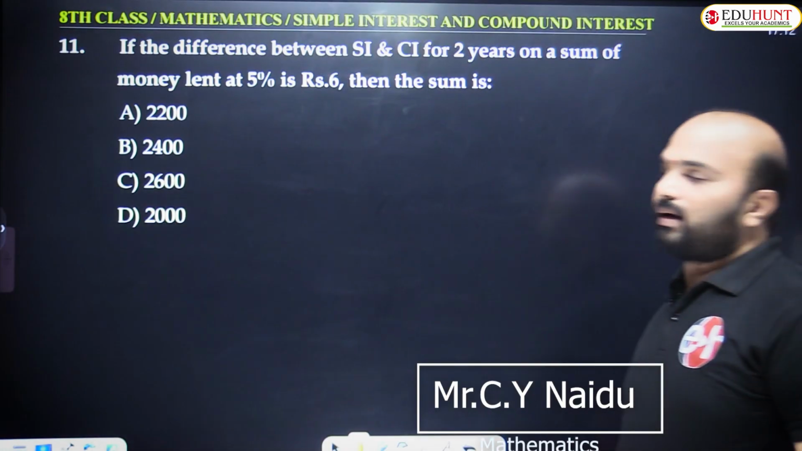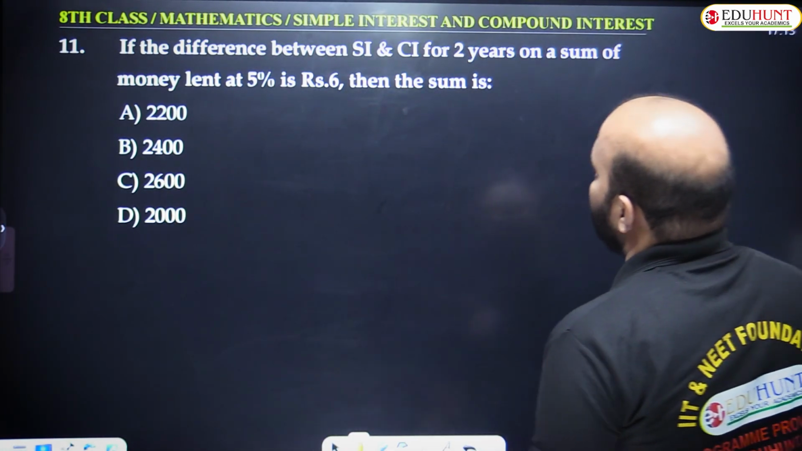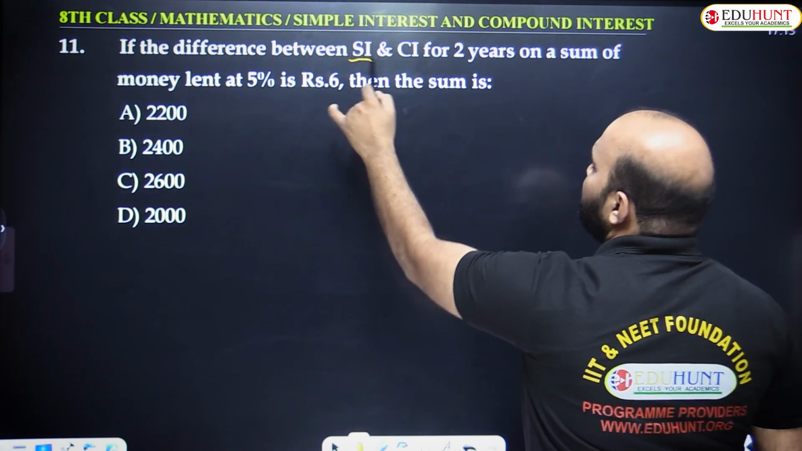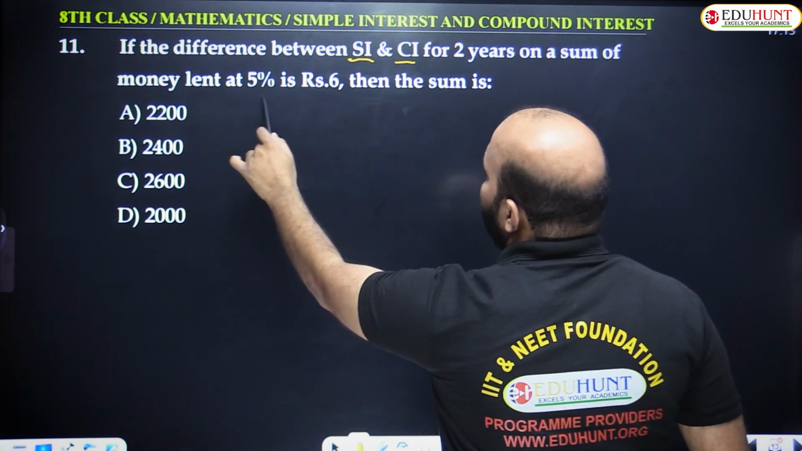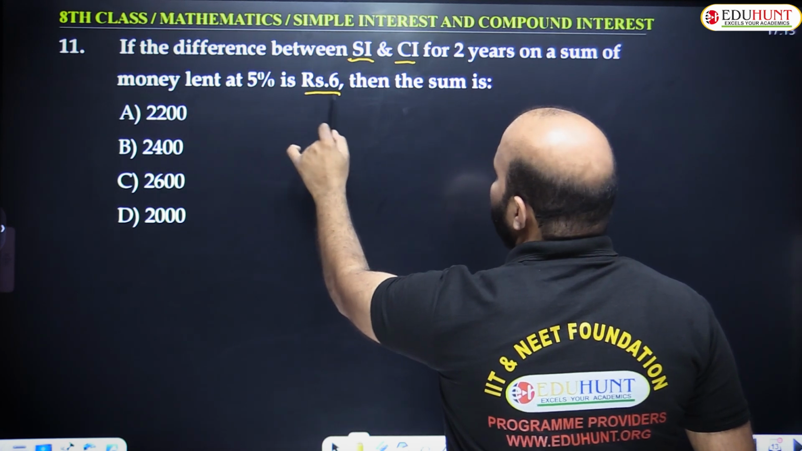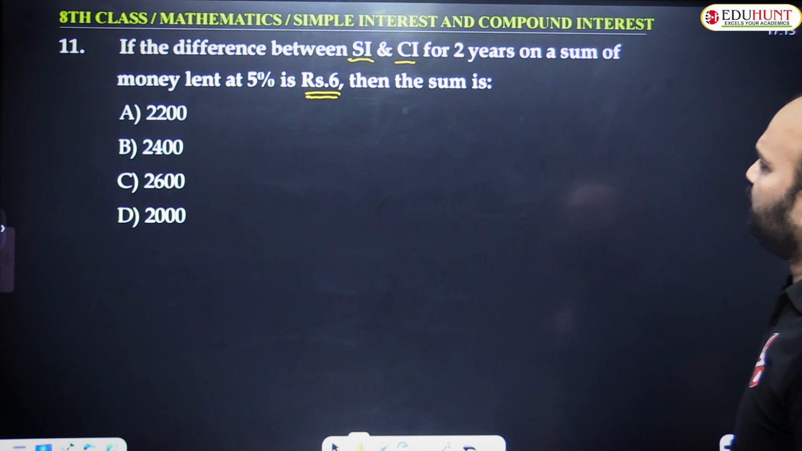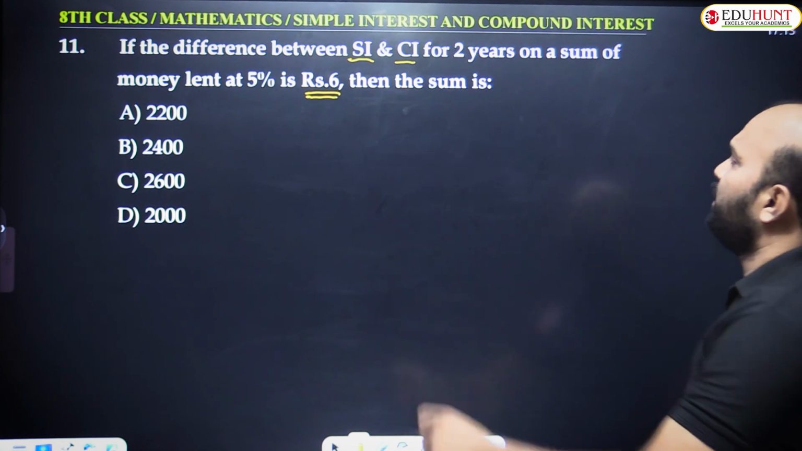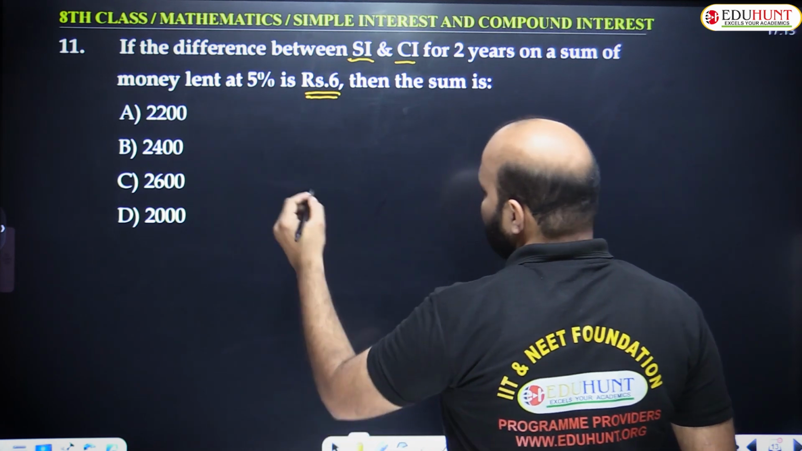So let's go to question number 11. If the difference between the CI and SI, so SI stands for simple interest, CI stands for compound interest, for 2 years on a sum of money lent at 5% is 6 rupees, find the sum. So what I am asking, sum, nothing but principal, you don't know principal, but here how many years given? 2 years. So clearly we need to understand by using the formula.